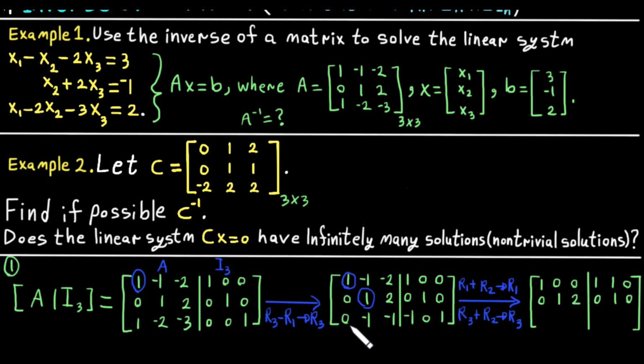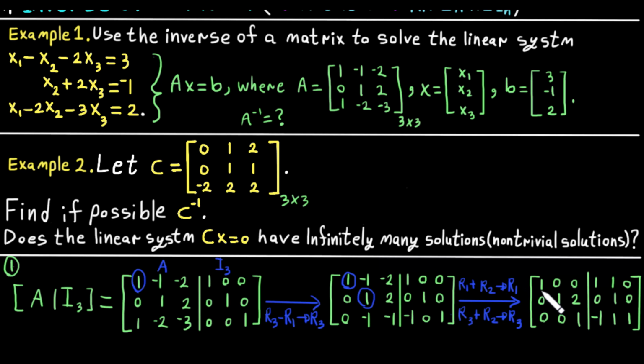And the same thing here, row 3 plus row 2. 0 plus 0, which is 0. Negative 1 plus 1, which is 0. Negative 1 plus 2, which is 1. Negative 1 plus 0, which is negative 1. 0 plus 1, which is 1. 1 plus 0, which is 1.